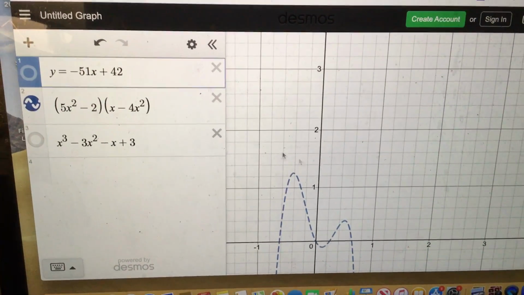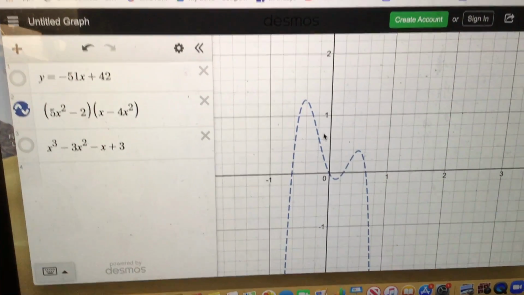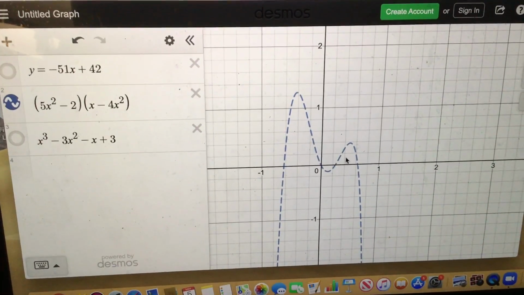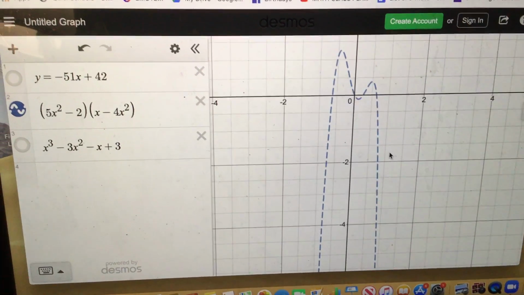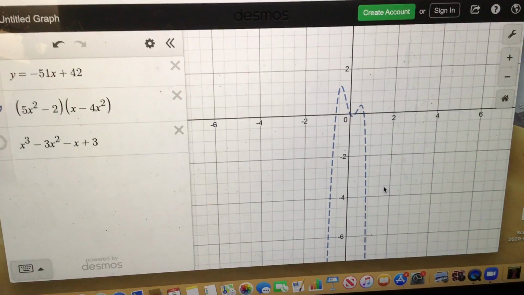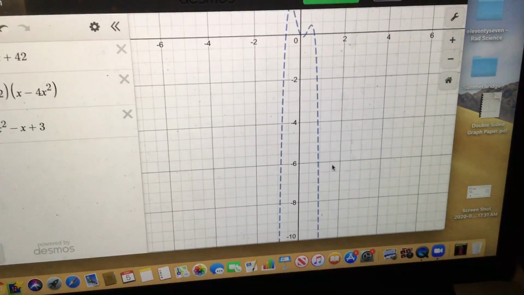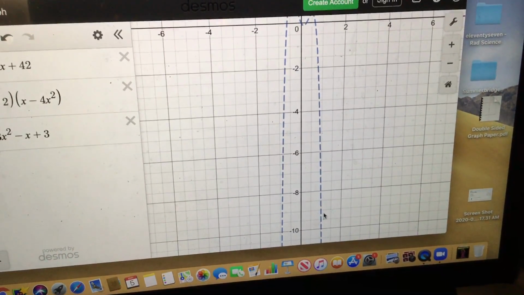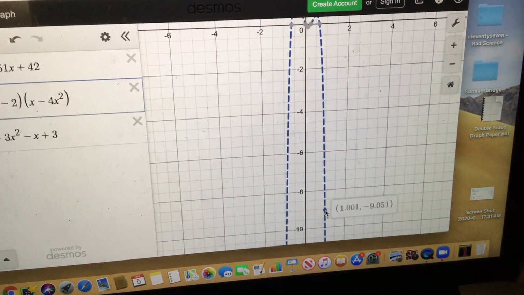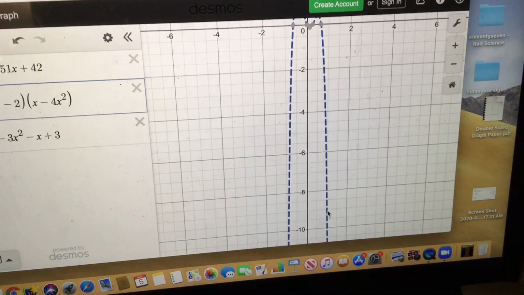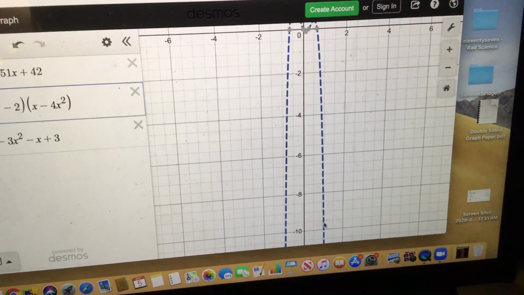This graph, yeah. So even though it's funky looking, I care about the point 1 comma negative 9. So let me just scroll down a little bit. No wonder the graph has a slope of negative 51. So if I take a look at 1 comma negative 9, that is a downward slope.